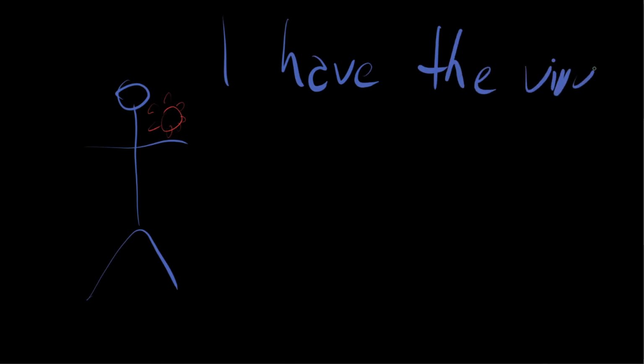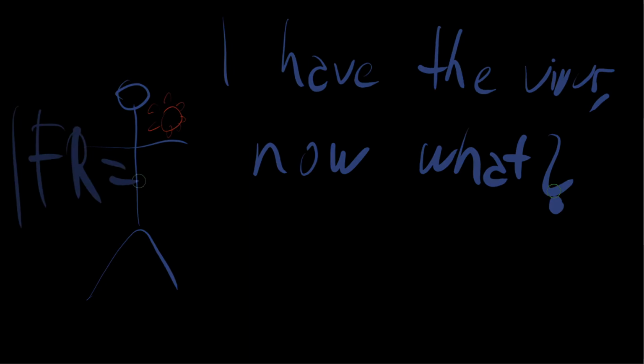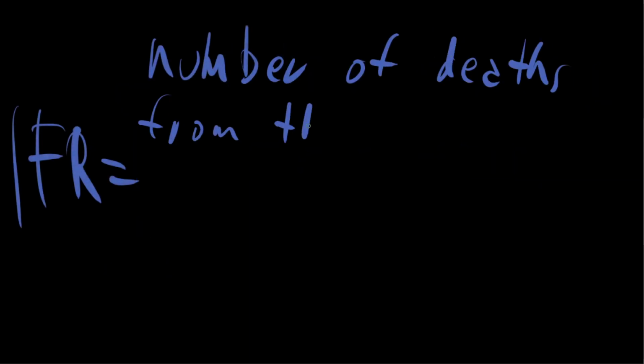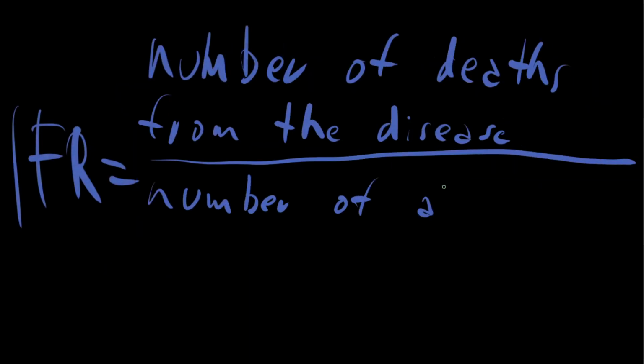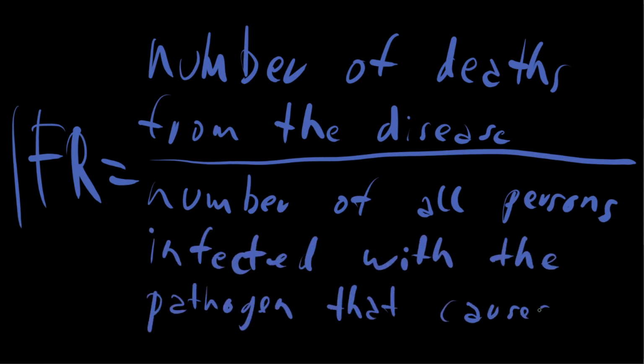It's more important to know how likely you will survive the disease if you get infected with it. The corresponding number is the infection fatality rate. The infection fatality rate, or IFR, is the number of deaths from the disease divided by the number of all persons infected with the pathogen that causes the disease.